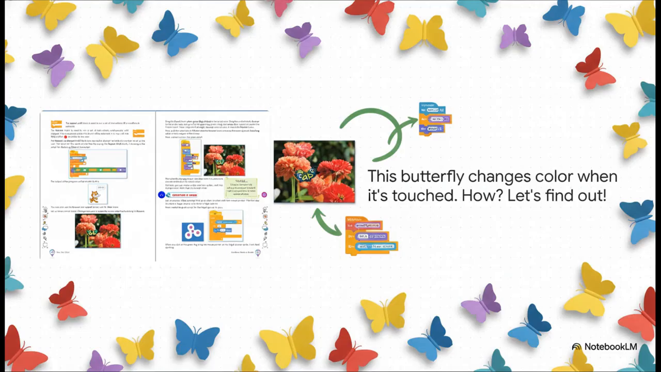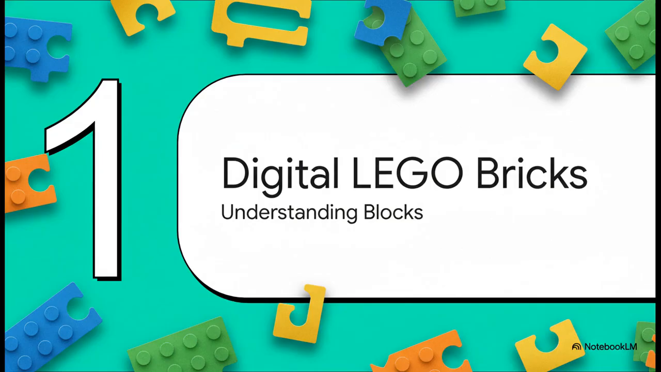So, take a look at this butterfly. It's not just a picture, right? It's interactive. When you touch it, it changes color and size. But how? How does it know to do that? That's the cool little mystery we're going to solve today using the simple but super powerful ideas behind a tool called Scratch. See, the whole secret to Scratch is that you don't really write code, you build it.